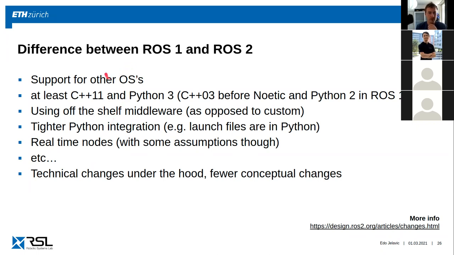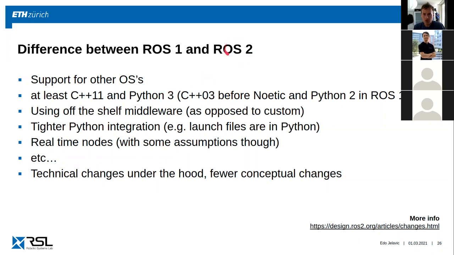So some of the core differences: ROS2 supports other operating systems, whereas ROS1 was only working on Linux. With ROS2, you can also have the Mac operating system and Windows. ROS2 has entirely switched to C++11 at least and Python 3, whereas before ROS1 Noetic, you would have C++ standard 03 and Python 2. And this C++11 is especially convenient because it allows you to use some of the newer features for memory management, which facilitate your C++ programming, and you get fewer seg faults and fewer crashes that could result from poor memory management.